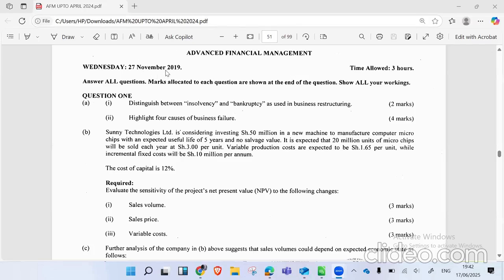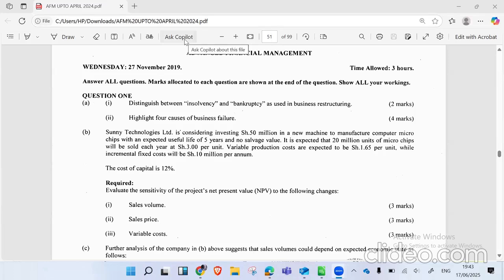So that is November 2019 question 1B. It is a question on sensitivity analysis: how sensitive, how reactive NPV is to a given change in a decision variable. Remember we said we use the concept of sensitivity ratio when evaluating projects. So November 2019 question 1B, let's look at it.